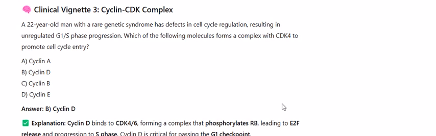B. Cyclin D. Explanation: Cyclin D binds to CDK4/6, forming a complex that phosphorylates RB, leading to E2F release and progression to S phase. Cyclin D is critical for passing the G1 checkpoint.